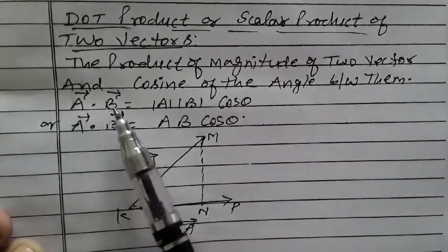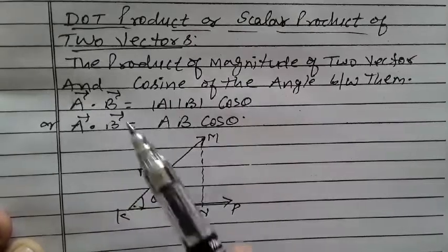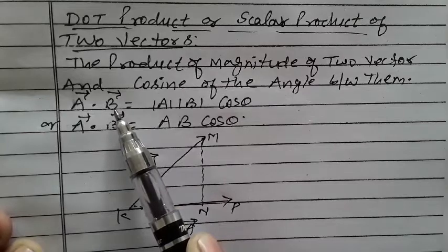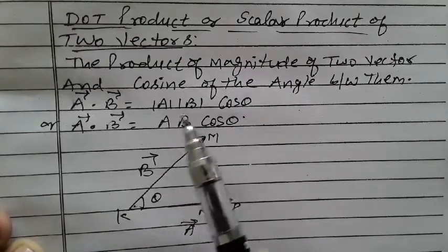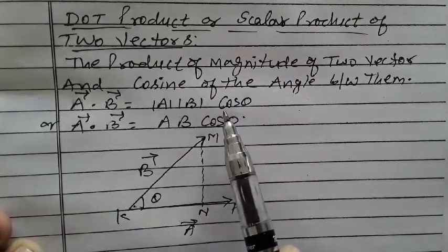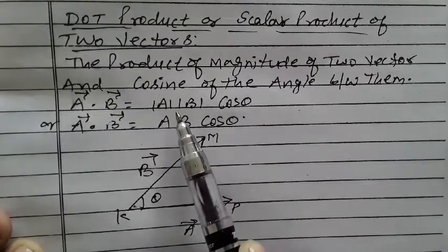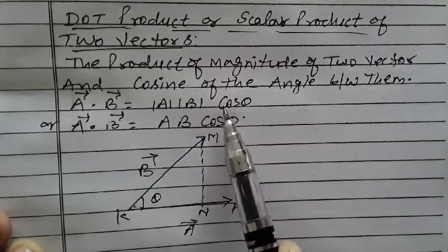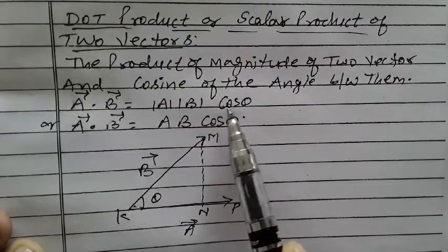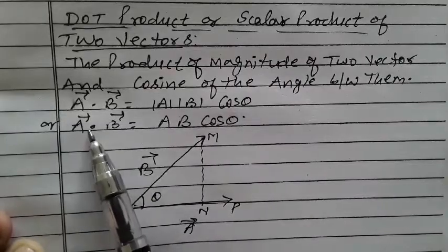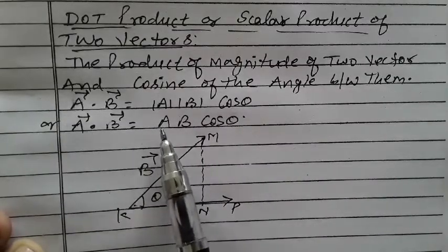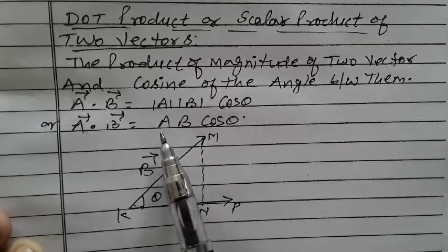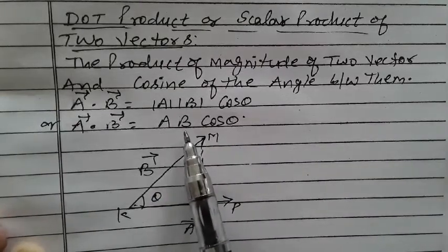A vector dot b vector. We have two vectors a and b. The magnitude of vector a is mod a, and the magnitude of vector b is mod b. According to the definition, it is the product of the magnitudes of the two vectors a and b and the cosine of the angle between them. So here cos theta is used. We can write a vector dot b vector equals a into b into cos theta, where a is the magnitude of vector a and b is the magnitude of vector b.